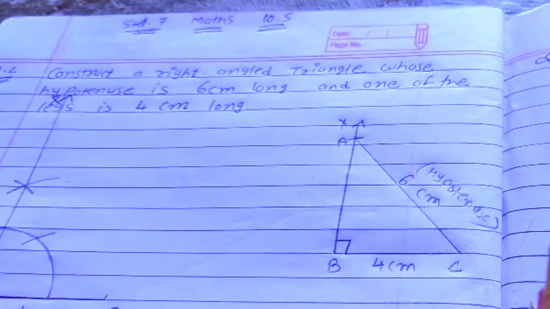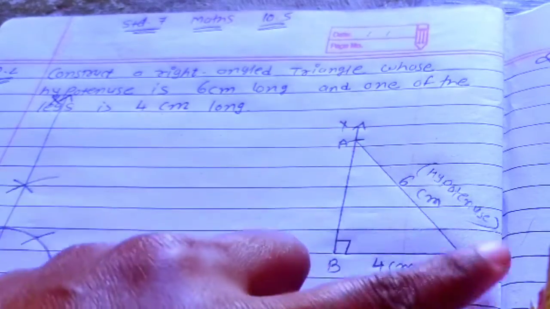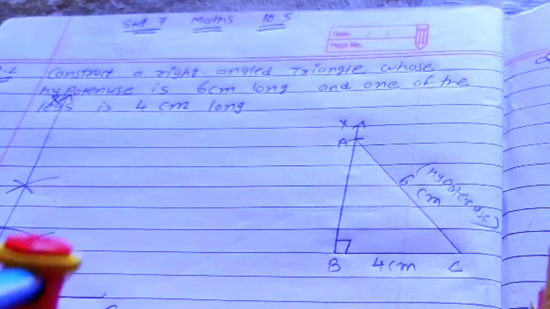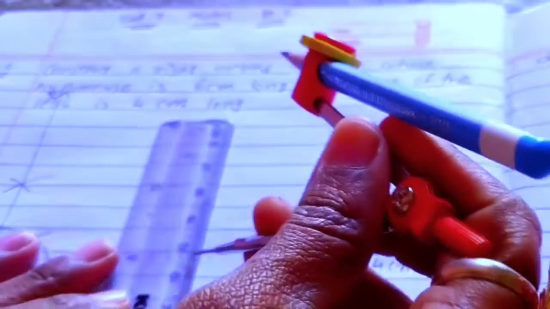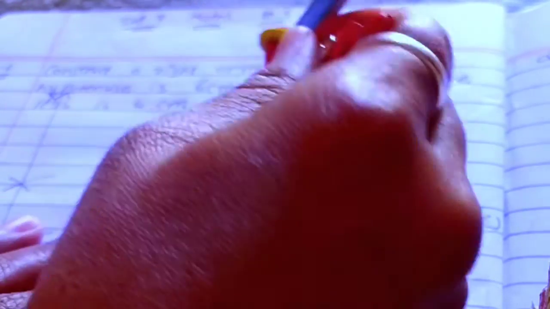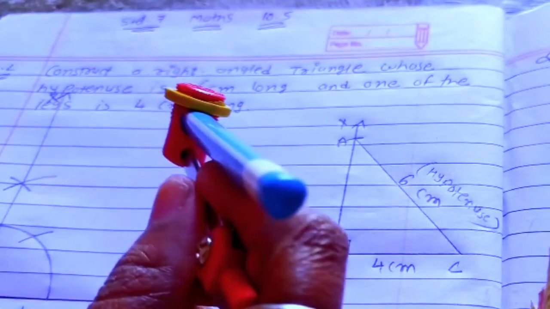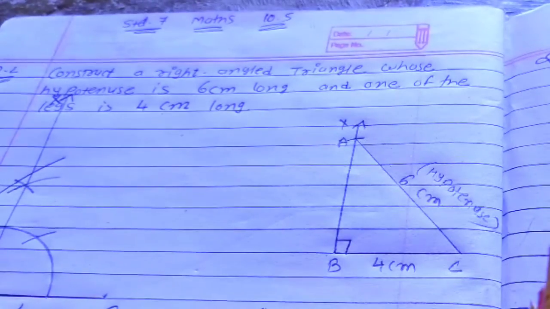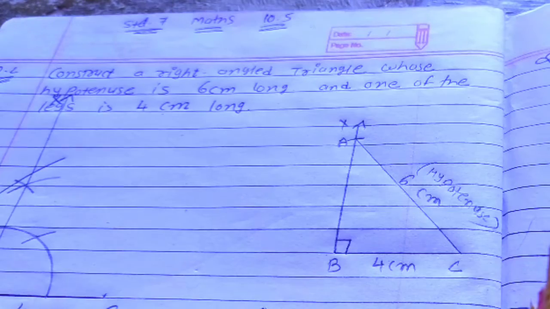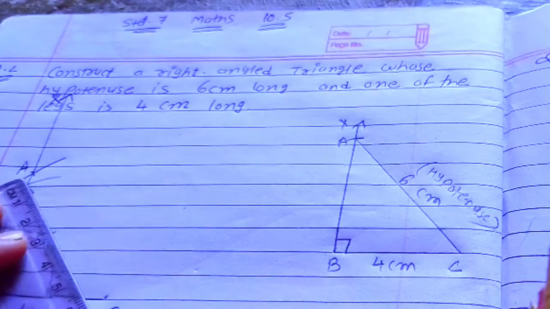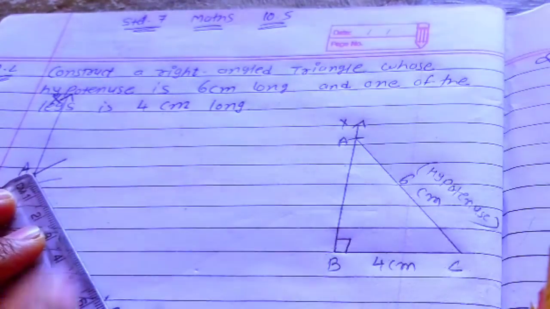Ray BX. Now, AC is 6 cm, which is the hypotenuse. So take 6 cm radius. With C as a center, draw an arc which intersects ray BX at point A. So the intersecting point is A. Now join AC and measure it also.